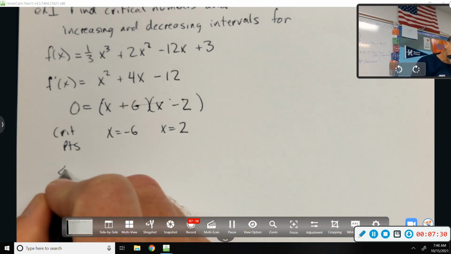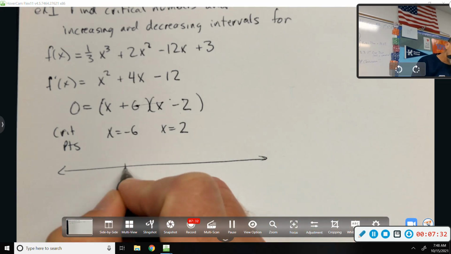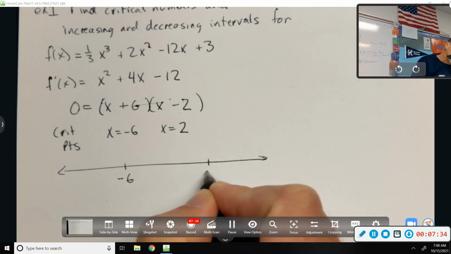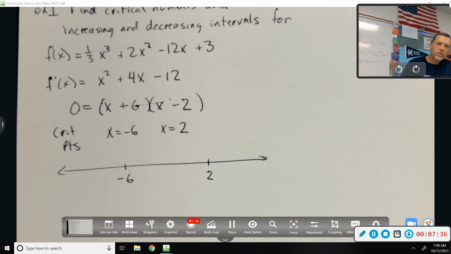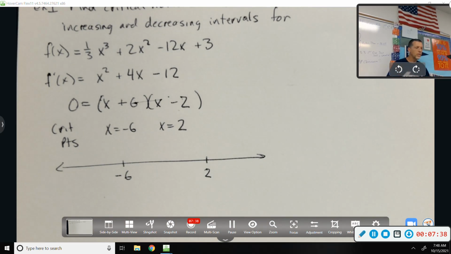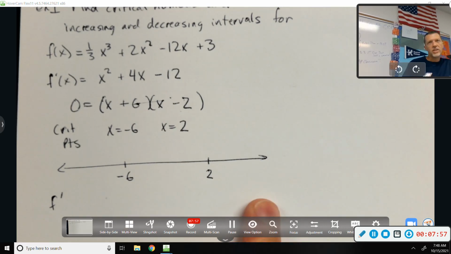So we're going to set up a number line with negative 6 and 2 as the breakpoints for our intervals. And we want to know what f is doing. Is it increasing or decreasing? How we'll know that is what f prime is doing. And so we need to test a point from each interval. Hence the first derivative test.